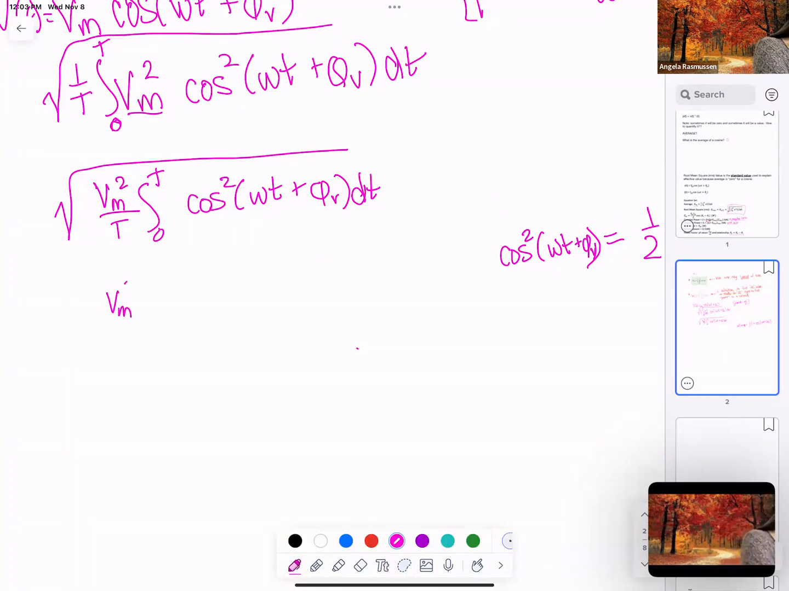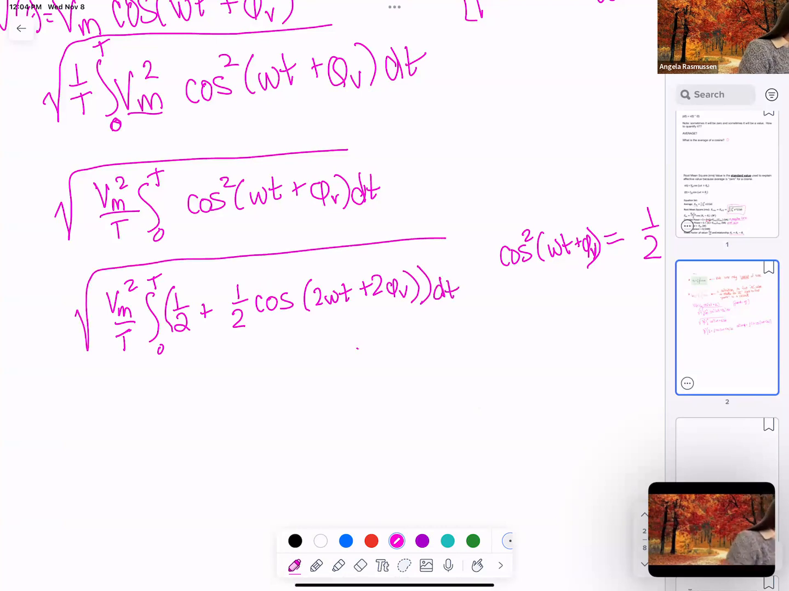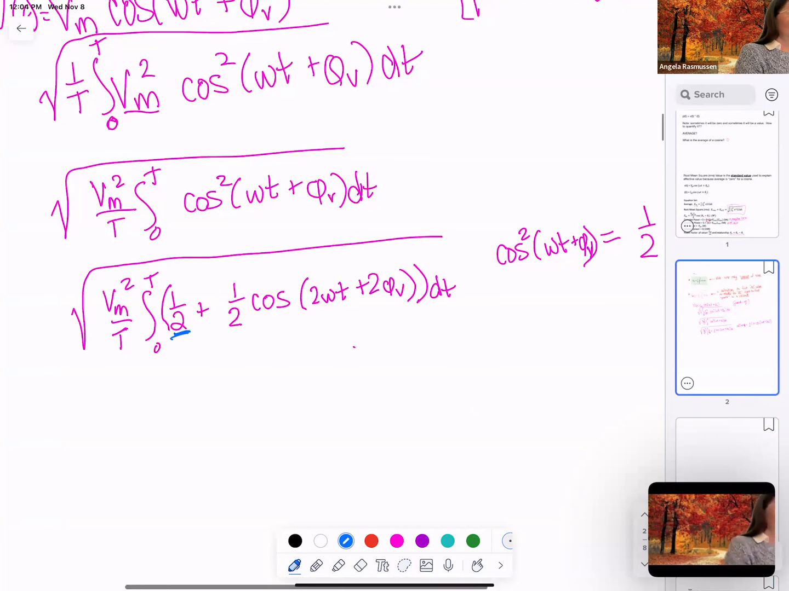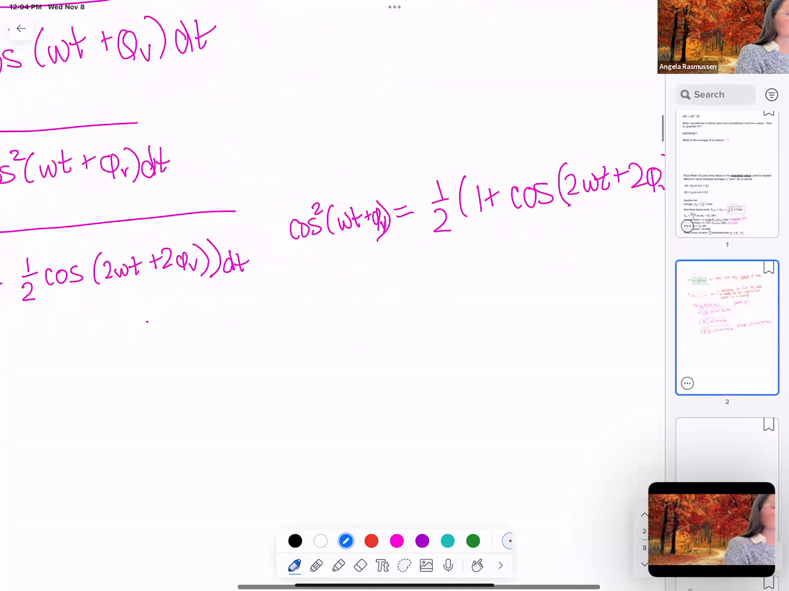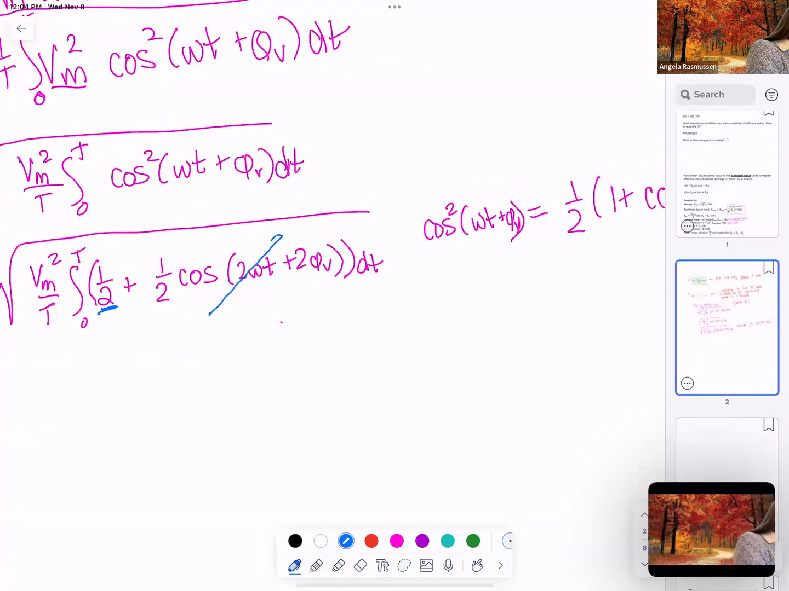So I still end up with a square root over everything. And this now turns into 1/2 plus 1/2 cosine, and then the 2 is brought inside due to the property. And again, I have a constant here, so I can bring the constant out. And what happens to this?